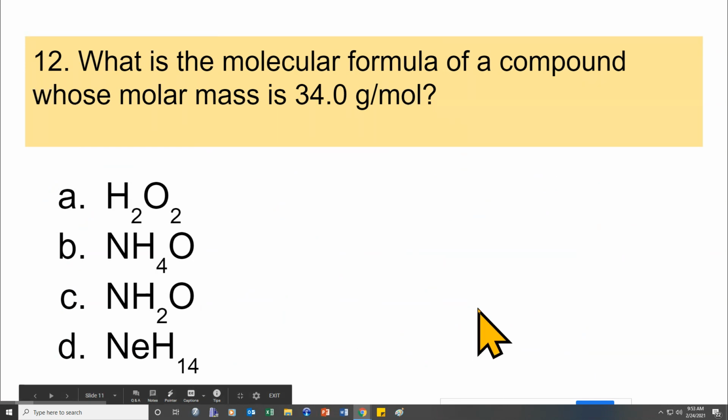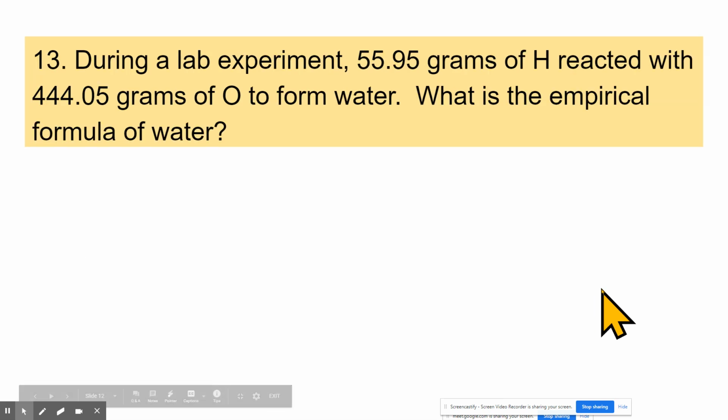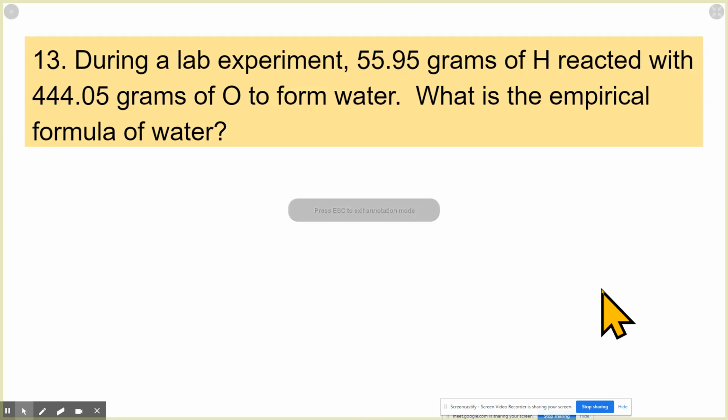All right. Let's look at number 13. It says here during a lab experiment, 55.95 grams of H reacted with 445 grams of oxygen to form water. What is the empirical formula of water? Well, all right. We already did a few steps here before. Remember, this was like percent composition where step one would be to turn it into grams.